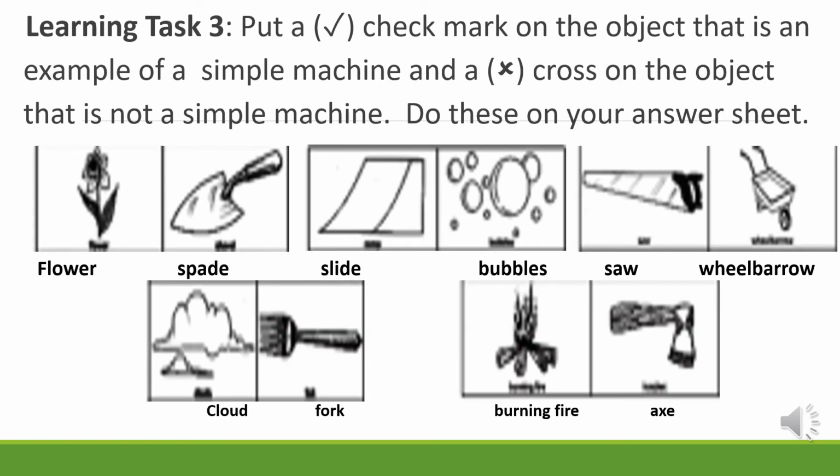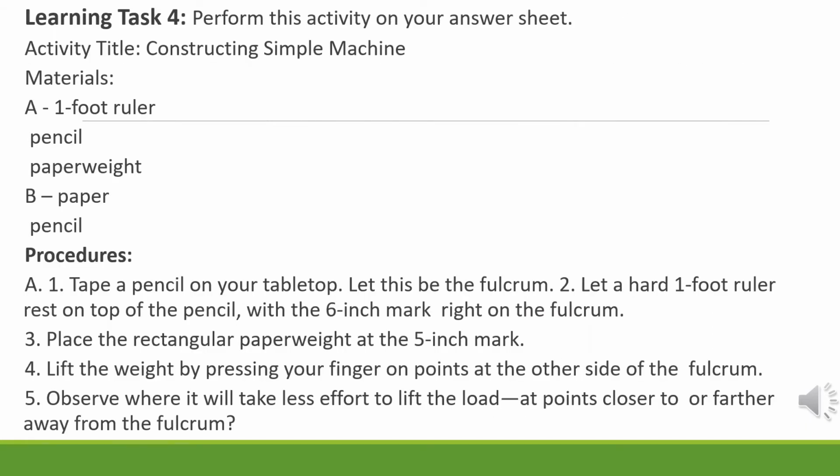Learning Task 3. Put a check mark on the object that is an example of a simple machine and a cross on the object that is not a simple machine. Do this on your answer sheet. Learning Task 4. Perform this activity on your answer sheet. Activity title: Constructing Simple Machine.